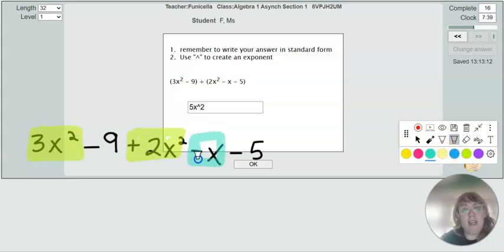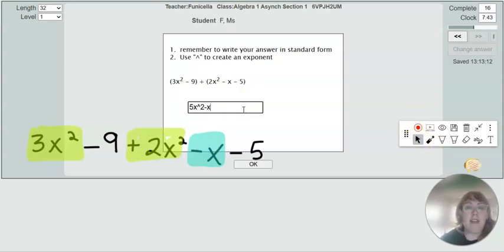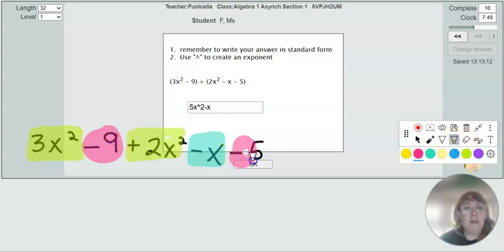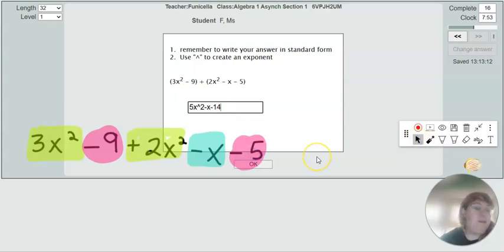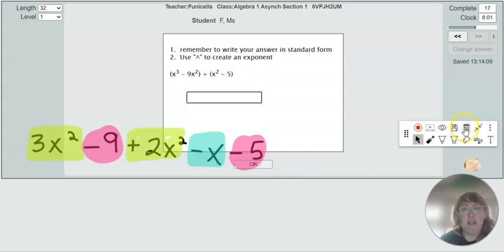Then we have this negative x. That cannot be combined with anything, so it just stays as is, negative x. And then we have this negative 9 minus 5, which is going to be a negative 14. Get that all typed in, pause if you need to, and then hit OK.